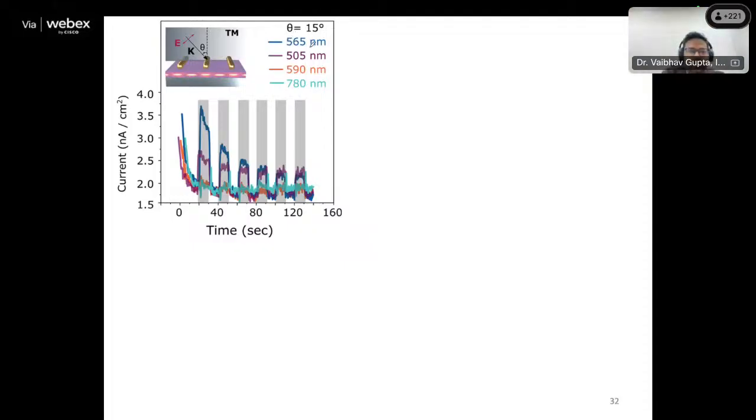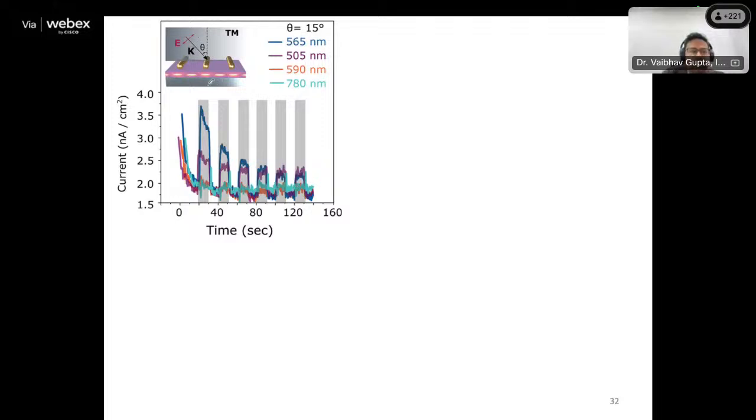So for 565 nanometer, for this particular wavelength, as soon as you shine this wavelength, the current goes up, and then you shine the wavelength for 20 seconds and then it comes down. You shine again, it goes up and then comes down. So you see that for this particular wavelength, you have a good response. As soon as you increase the wavelength, because of the energy reasons, the system does not respond, and you do not see any current formation for, let's say, 780 nanometer.